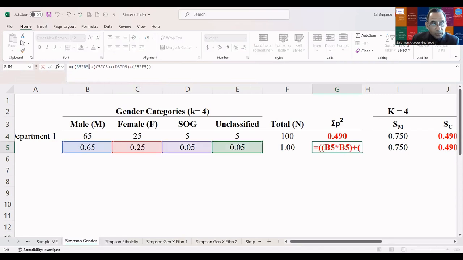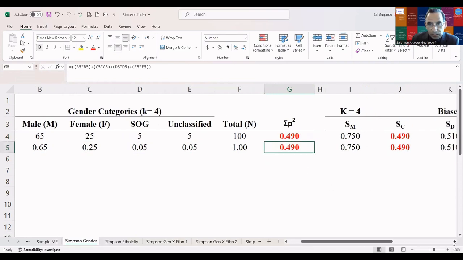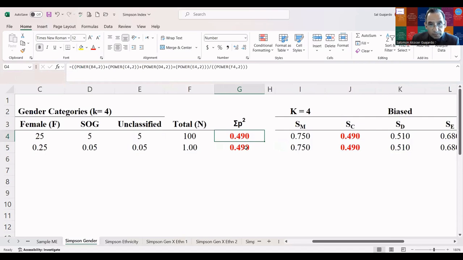An alternative way of doing it is to use the percentages. So what I did here is 0.65 times 0.65. You can see on the Excel spreadsheet, the formula is parentheses, B5 times B5, parentheses for the males. For the females, it's plus parentheses, C5 times C5, parentheses, which is 0.25 times 0.25. I did the same thing for some other gender and for unclassified. I'm going to sum that up, and that gives me 0.490, which is the same as when I used the frequencies.